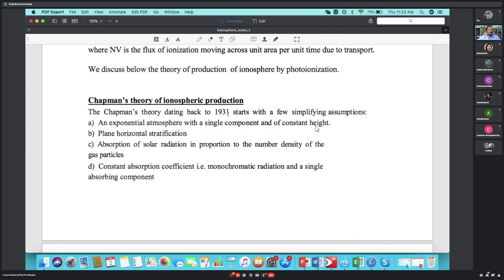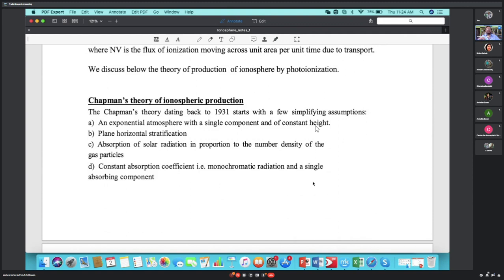Okay, so this is Chapman's theory, 1931. Around this period only, 1932, he gave that theory. 1931, 1925-26, within a period of say 5-6 years or so, much activity. Okay, so Chapman's theory, dating back to 1931, starts with a few simplifying assumptions.